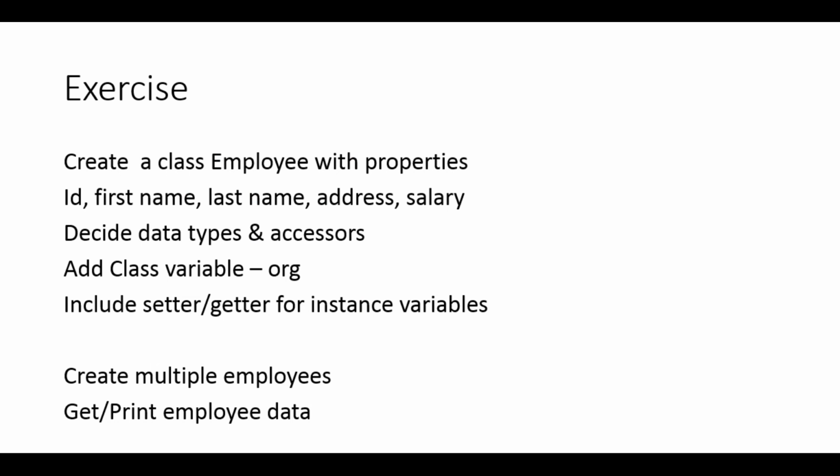The exercise is to create an employee class with the properties id, first name, last name, address and salary, and then identify the data types, add the setters and getters, and then add a class variable. When I say class variable, it's nothing but a static variable, org name, and then add the setters and getters, and then create multiple instances of that employee class, and print all the employee variables. If you are able to do this, you are all good.